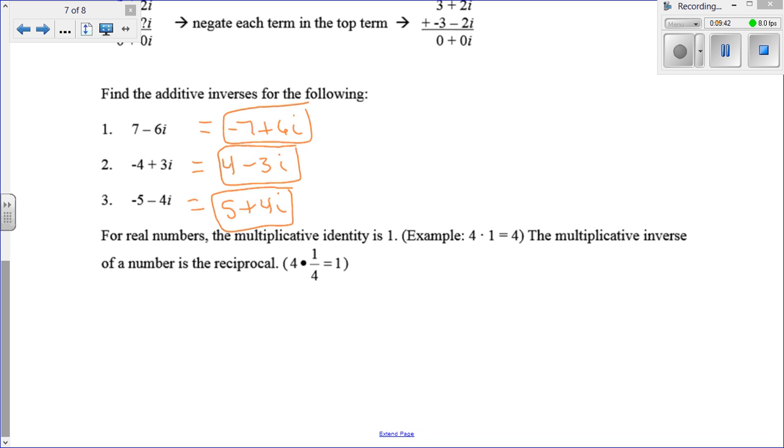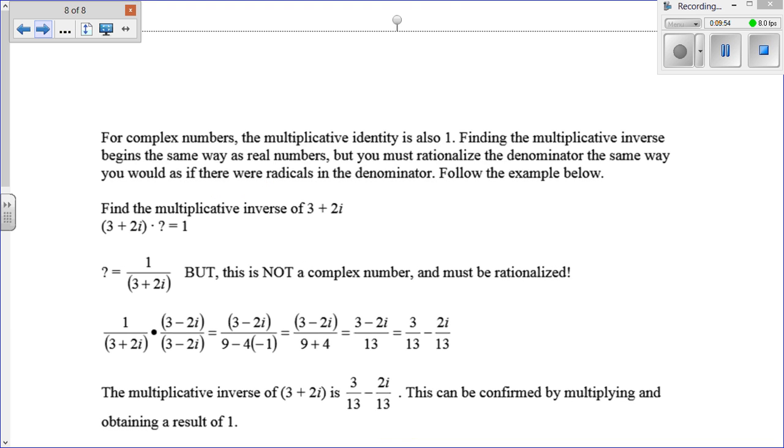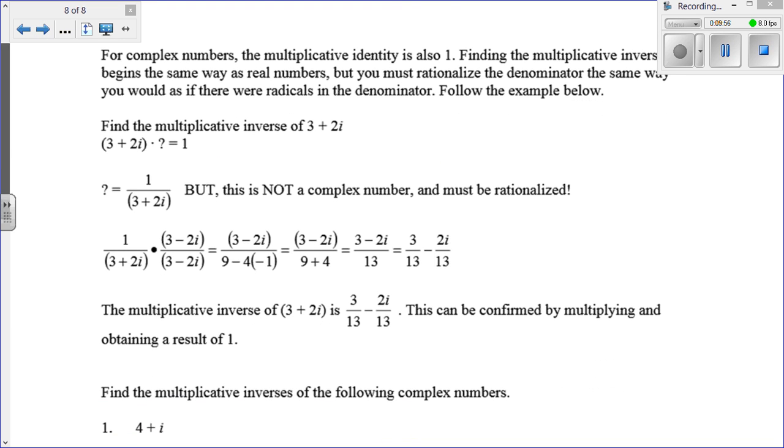For real numbers, the multiplicative identity is 1. For example, 4 times 1 is 4. The multiplicative inverse of a number is the reciprocal. So 4 times 1/4 is equal to 1. For complex numbers, the multiplicative identity is also 1. Finding the multiplicative inverse begins the same way as with real numbers, but you must rationalize the denominator the same way you would if the radical was in the denominator.